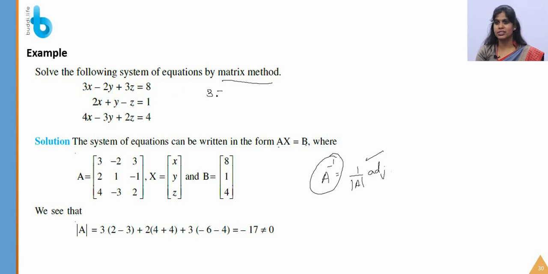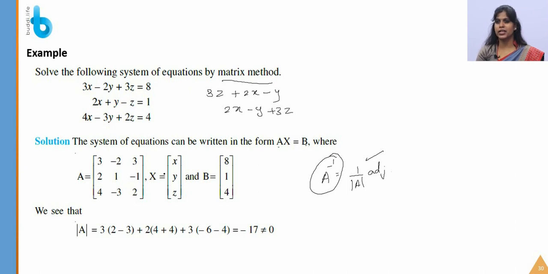Sometimes it will be given like this, 3z plus 2x minus y, like that. So in that case what should you do? First arrange it as 2x minus y plus 3z, and then you can take the coefficients and form the matrix A.